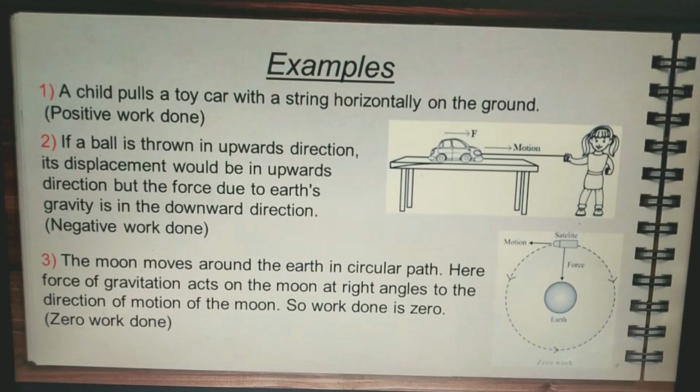Third one, the moon moves around the earth in a circular path. Here the force of gravitation acts on the moon at right angle to the direction of motion of the moon. जो फोर्स ऑफ ग्रेविटेशन है वो परपेंडिकुलर लग रहा है, सो द वर्क डन इज कंसिडर्ड टू बी जीरो हियर. सो यहाँ पे जो वर्क डन हुआ दैट विल बी द जीरो वर्क डन.